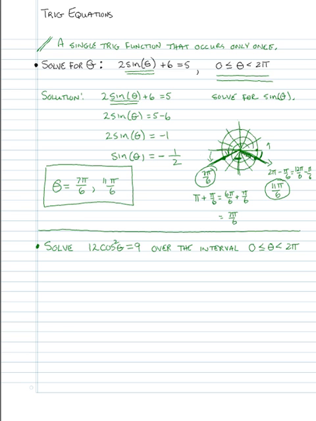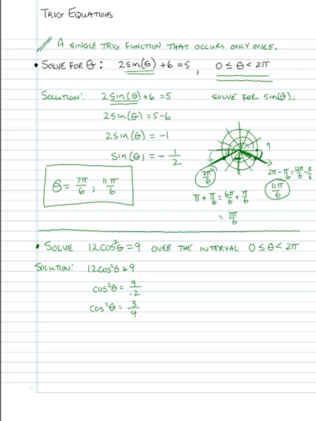So when we take the equation 12 cosine squared theta equals 9, the first thing we would do is divide out the 12. And so when we divide on both sides by 12, of course, we have cosine squared theta is equal to 9/12. Now, 9/12 is a reducible fraction, isn't it? Okay, let's see. 3 goes into 9 3 times and into 12 4 times.